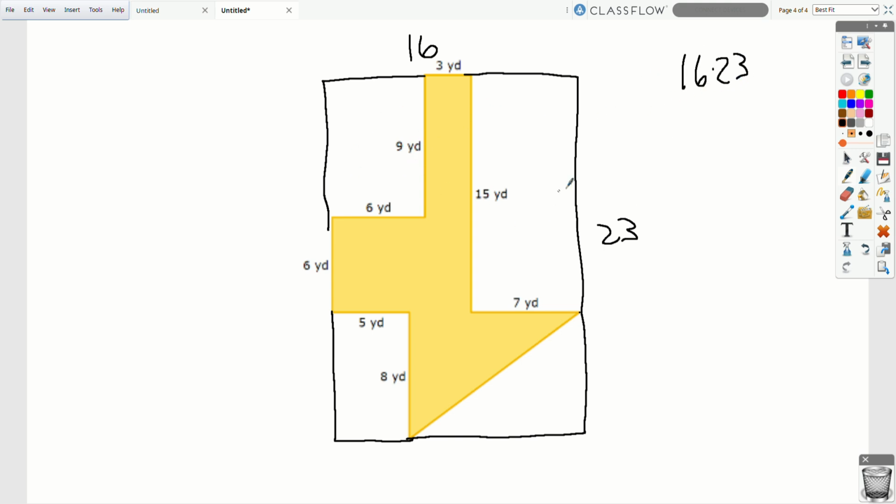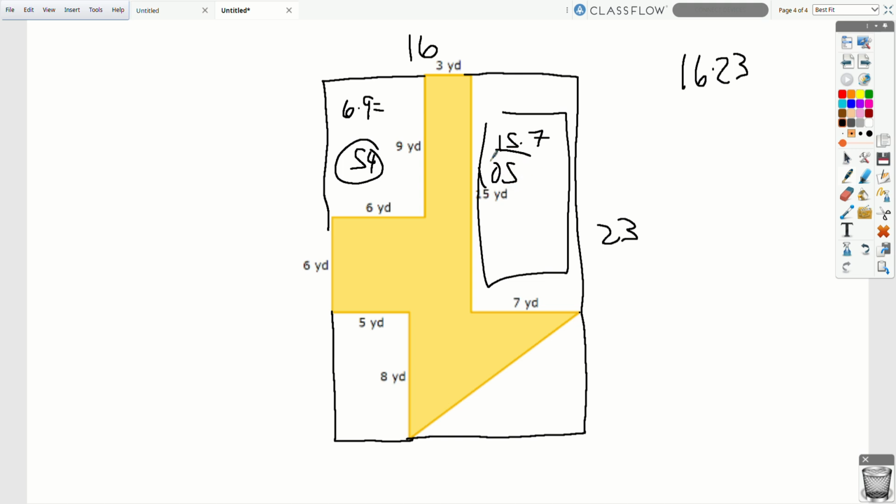And now let's find each blank space. These sides right here are going to be 6 times 9. That gives us 54. Right, so we're going to subtract this one. Let's find this one here. That's 15 times 7. And so 15 times 7 is going to give us 105. So we're going to subtract out that 105. This portion here, 8 times 5 is 40.